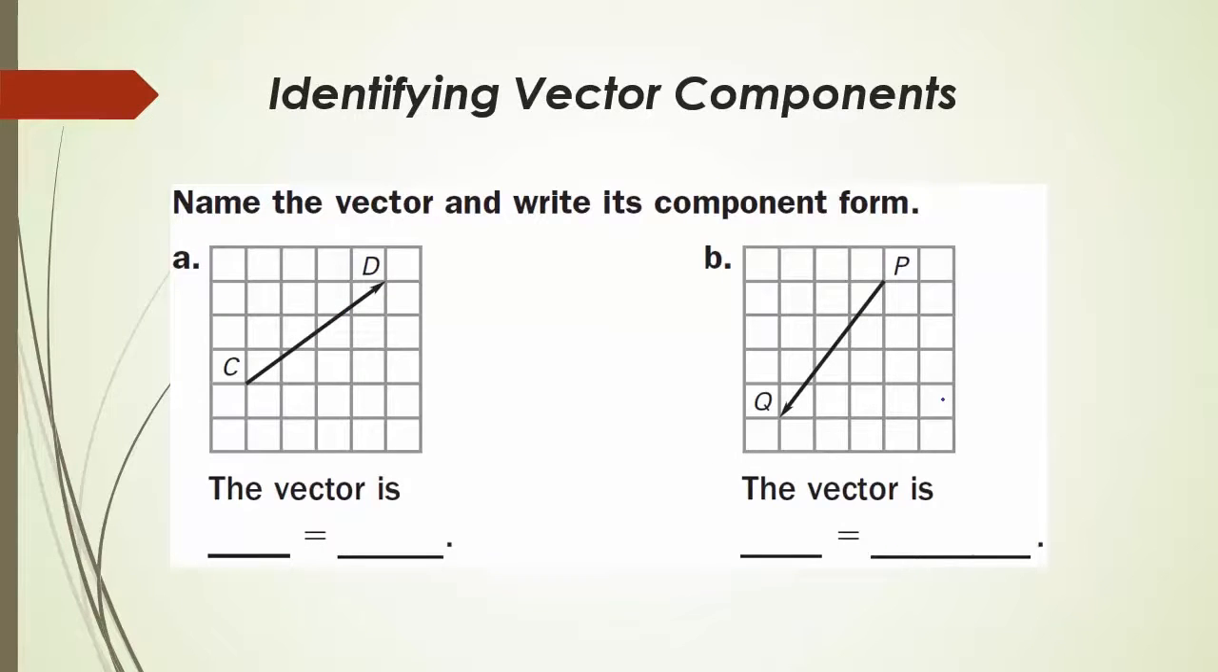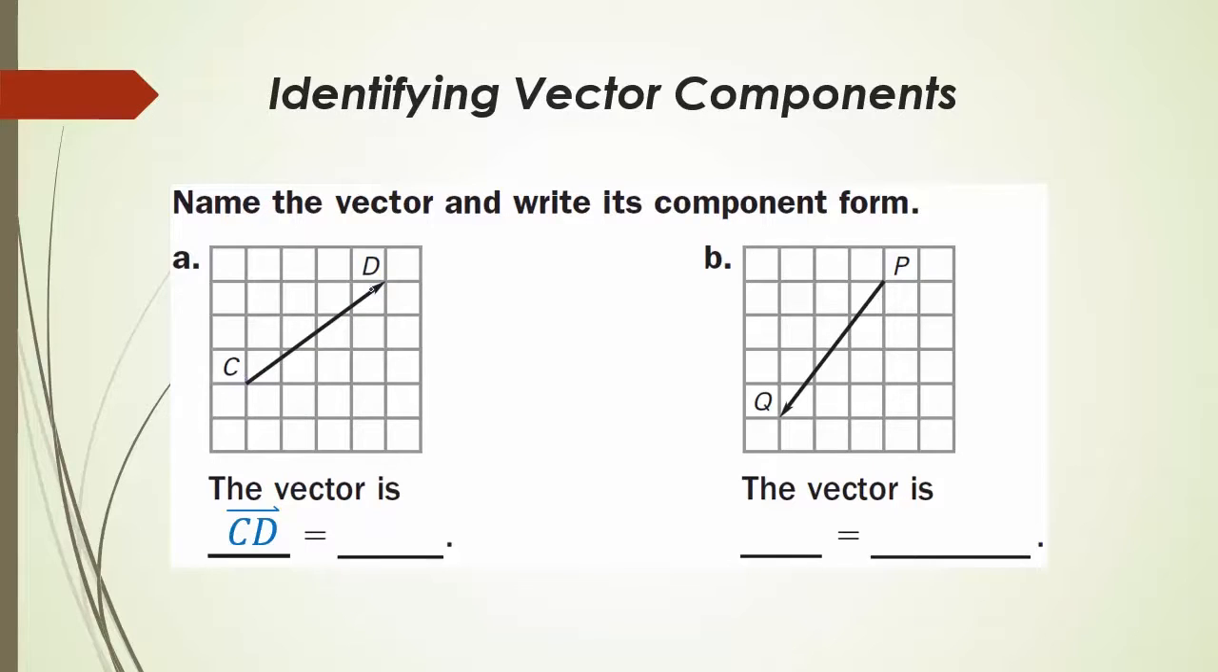Example number 2, identifying vector components. We are to name the vector and then write its component form. Naming the vector is really easy. You're just going to tell me what the initial and terminal point are, and don't forget the little half hat on the top. The vector is CD, and to write the component form, we are going to go from our initial point to our terminal point.